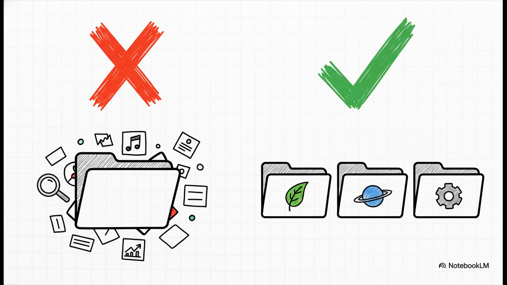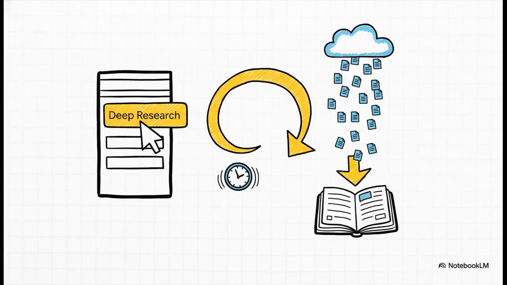Why? Because the tool is just way smarter when all your sources are on the same page, all related to one single project. Now this next part is a game changer. Instead of dragging and dropping a few files you found, look for that Add Sources button. See that little drop-down? Click it and find Deep Research. This thing is amazing. It's like sending out your own little AI research assistant to go find and bring back up to 50 top-notch sources for you. We're talking hours of work done in like minutes.